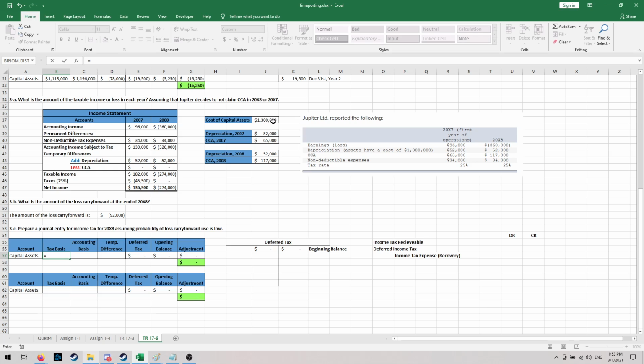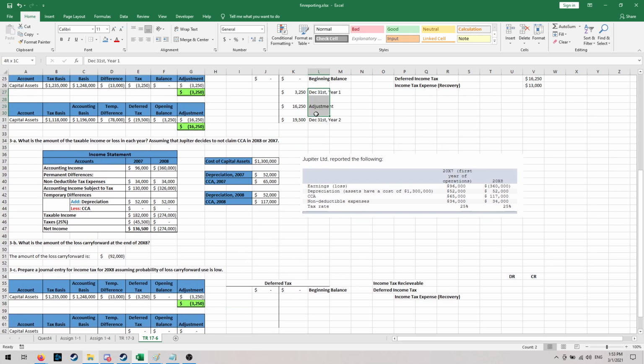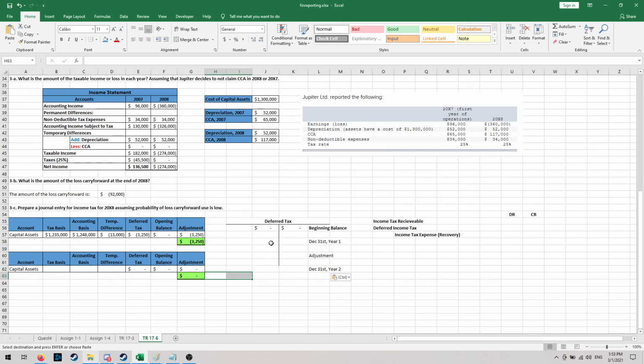So our asset is worth 1.3 million minus the CCA, and on an accounting basis, it's 1.3 million minus the depreciation. It's going to give us the same temporary difference as in part 1, the same deferred taxes in part 1, and the same adjustment as in part 1. And actually, let me just copy these down so we can do this T account.